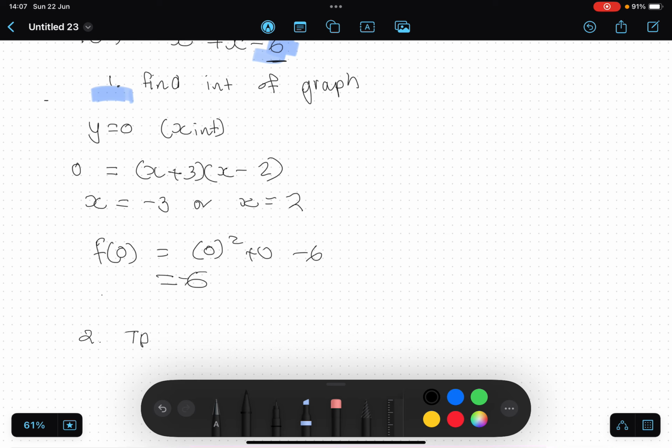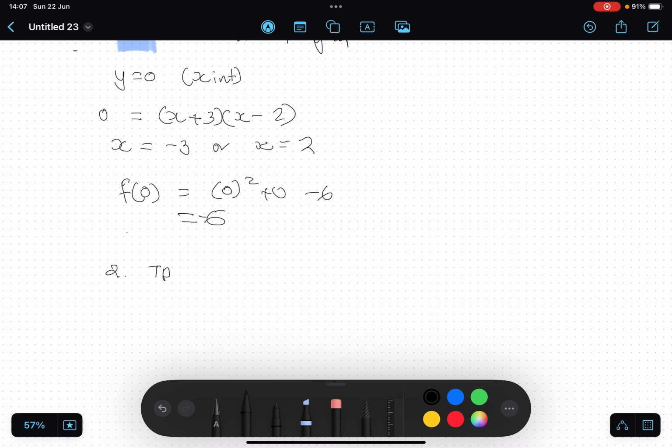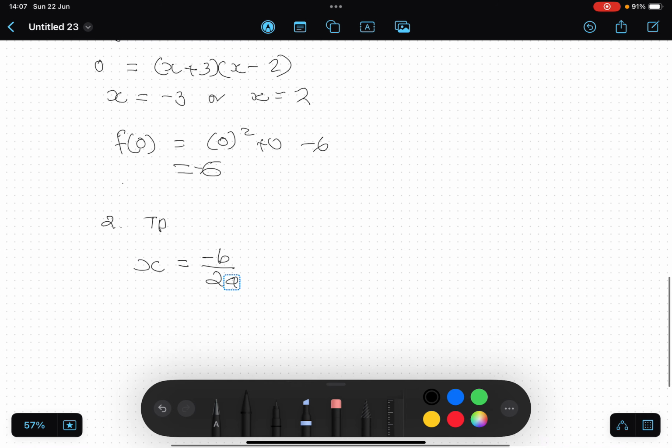So, turning point. Now when it's in this form, there are two ways you can get the turning point. The easier way is to just use the formula x is equal to minus b over 2a. This gives you the x value of your turning point. Remember that this is the x value of the turning point, so you still need to find the y. So we sub in our values.